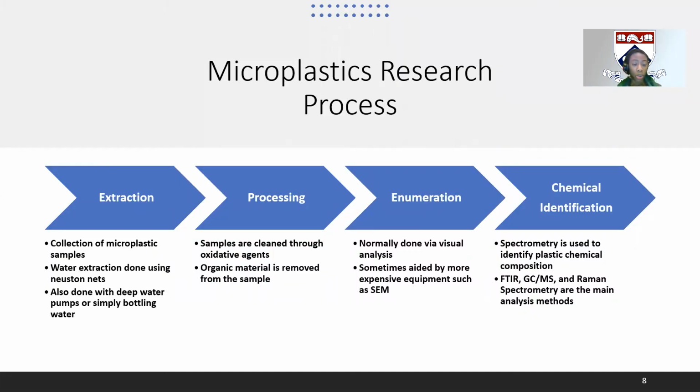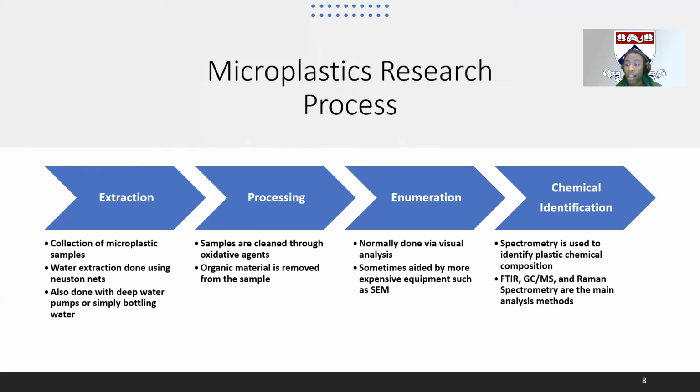From speaking to researchers, we found that there were 4 main steps in counting microplastics in a sample. The first step is extraction, where a researcher collects microplastic samples out of the water. This is normally done using either Neuston nets or deep water pumps, or by just bottling water straight out of whatever body of water they're researching. Then the microplastic sample is processed. The samples are cleaned through oxidative agents that remove organic material from the water sample. And then the sample is enumerated, which is normally done through visual analysis using an optical microscope. However, it can be aided by more expensive equipment if needed.